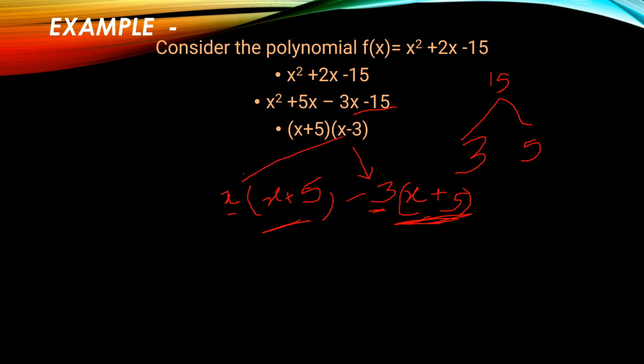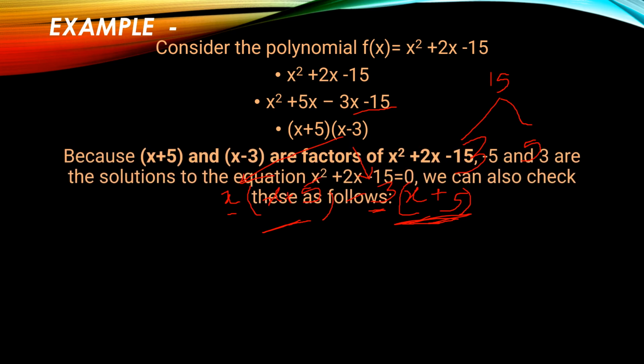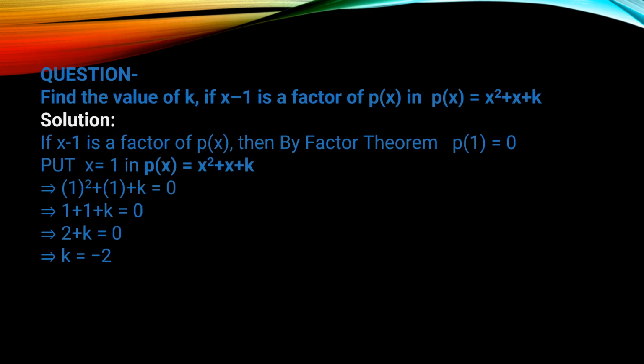So we have two factors. This is how we are using the factor theorem, because x + 5 and x − 3 are factors of x² + 2x − 15. So −5 and 3 are called solutions. You will do this in the next standard.